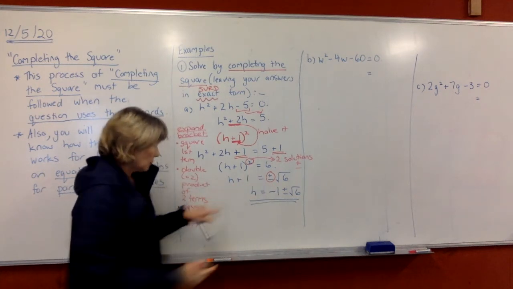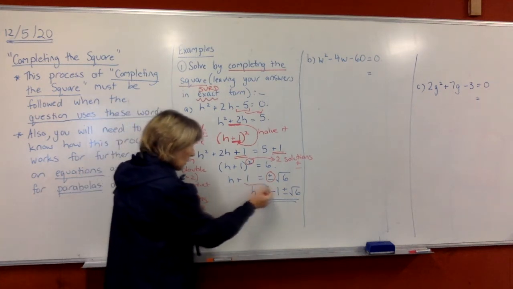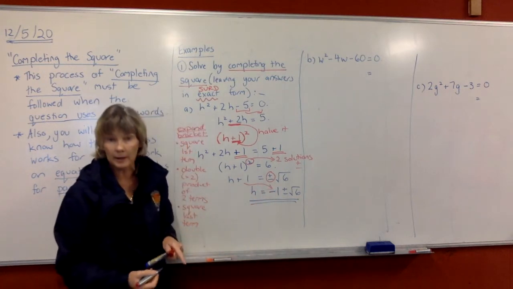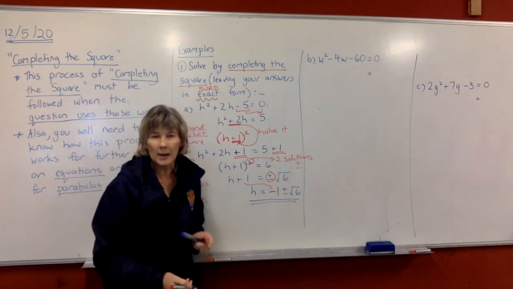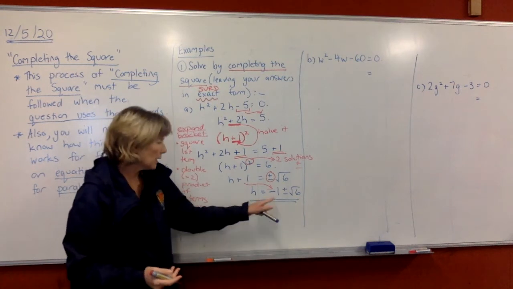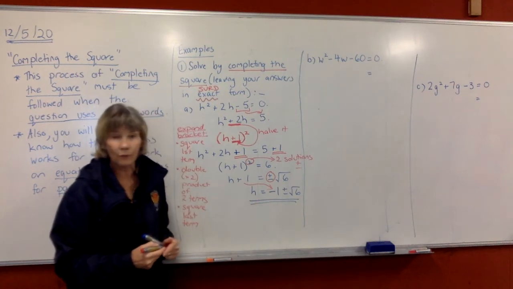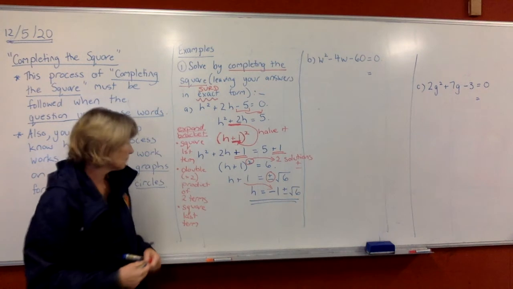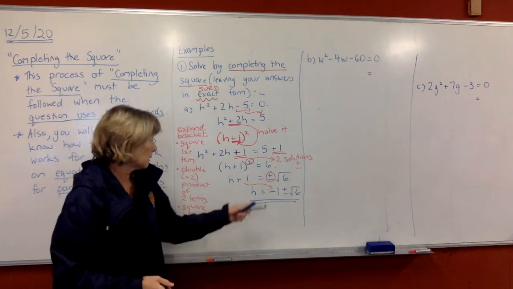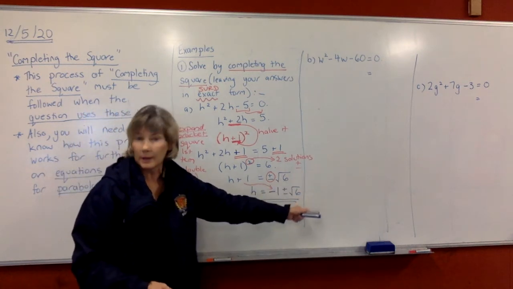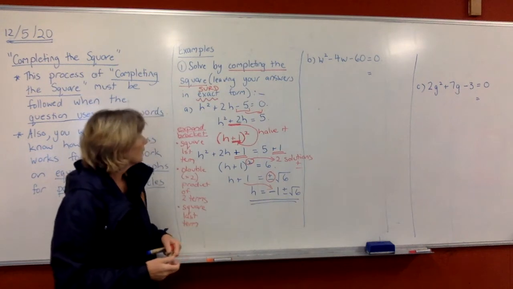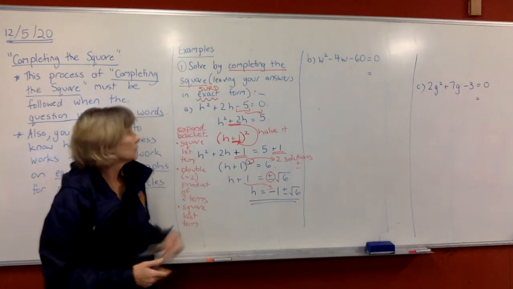Then in the next line, we're just going to take this plus 1 and move it over to there to be minus 1. You could write it on the end, it'd still be fine. I'm writing it in here because that's what the quadratic formula answer would have looked like. But you don't have to. If you write plus or minus root 6 minus 1, that's fine. And that's the end of the question. So that's all you do.